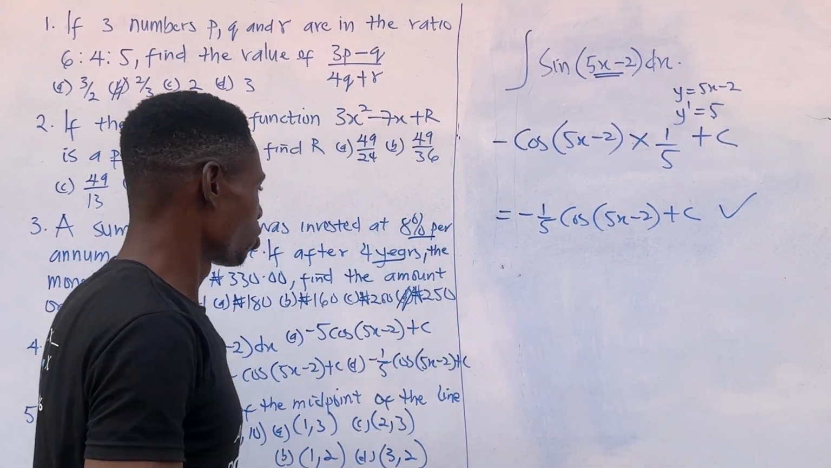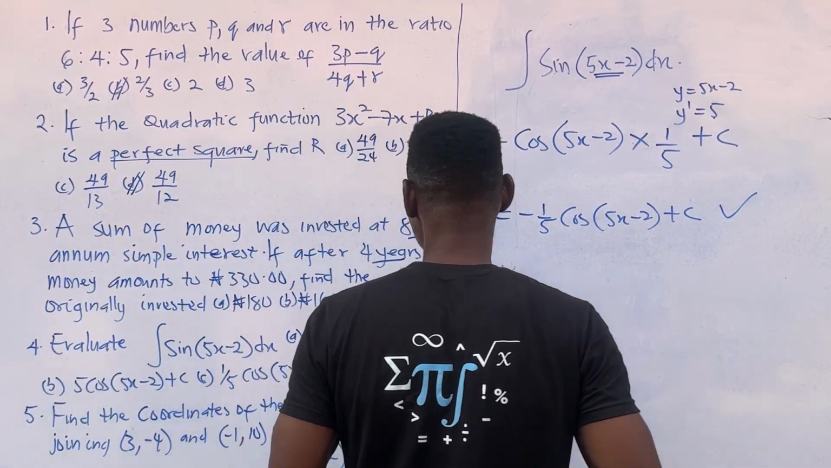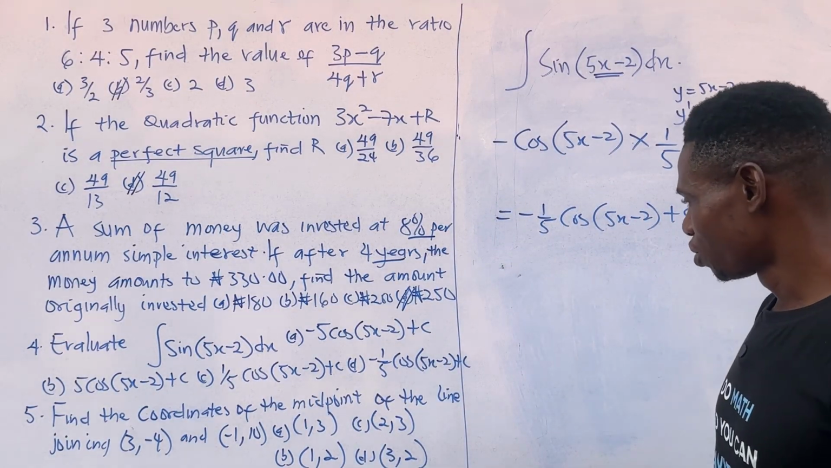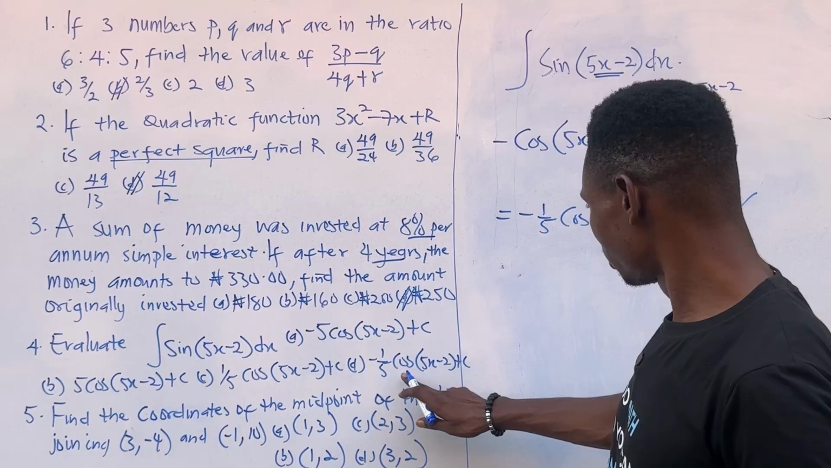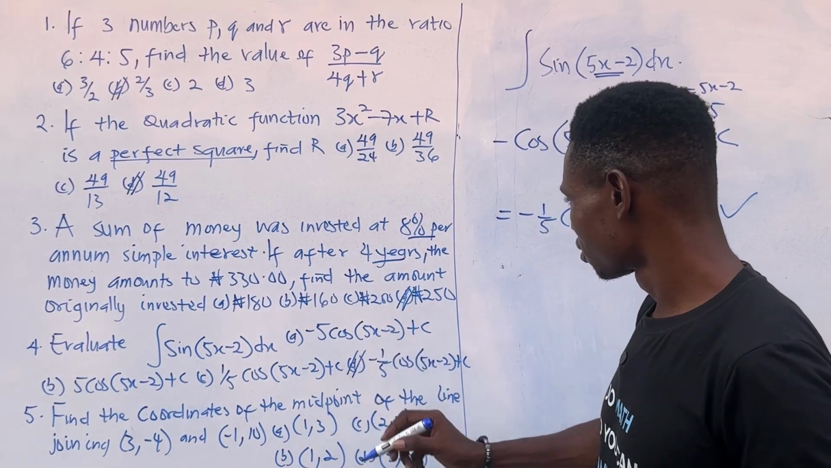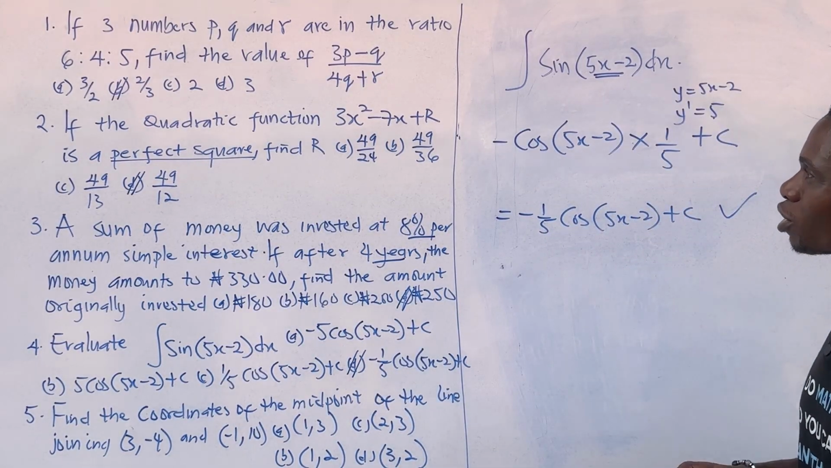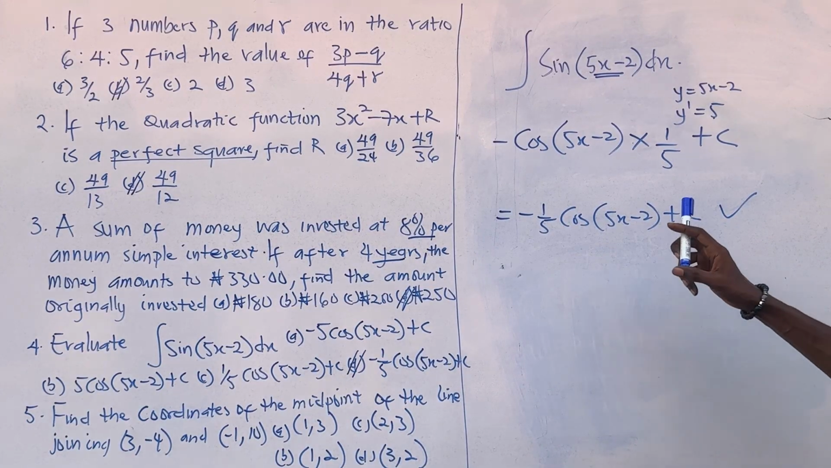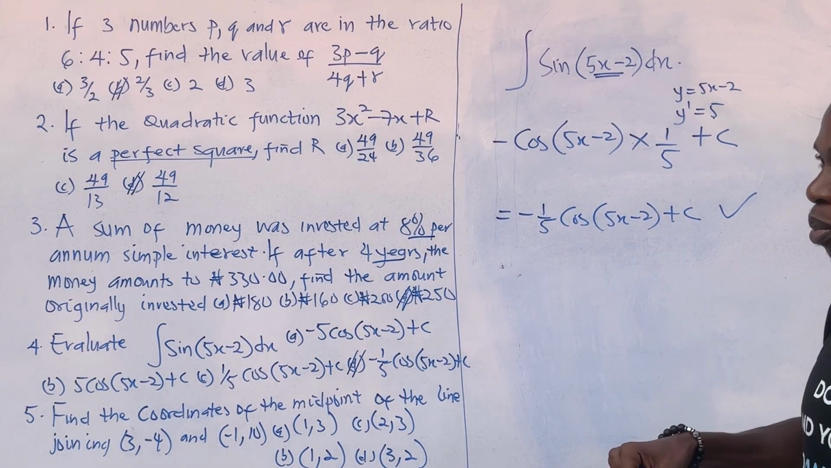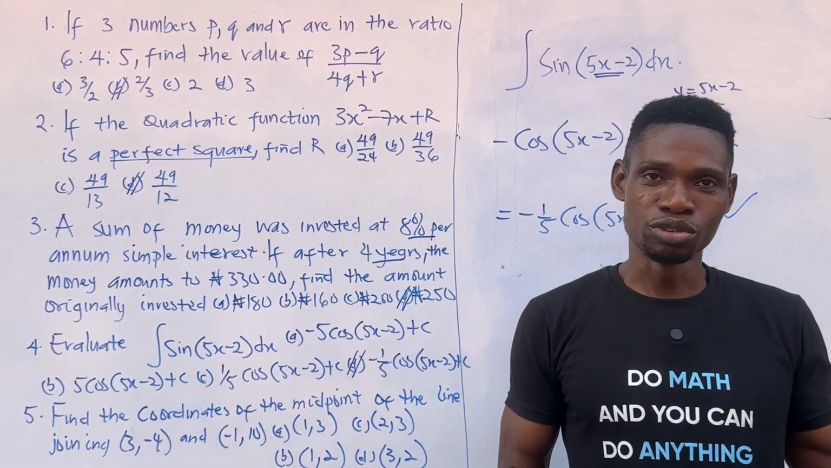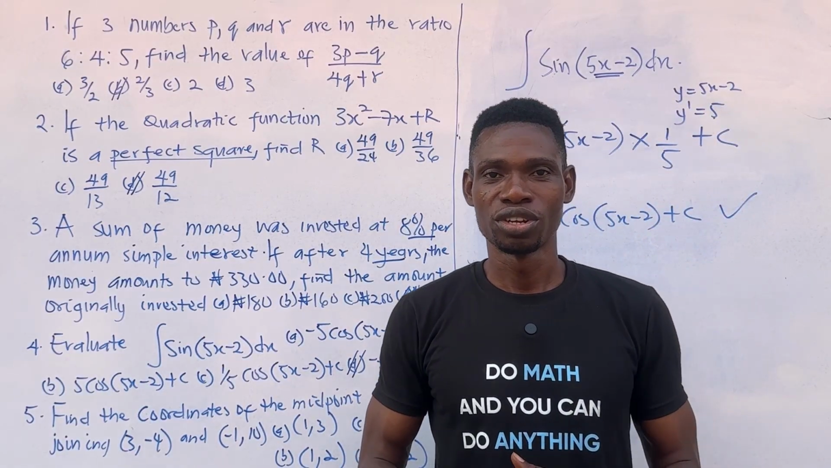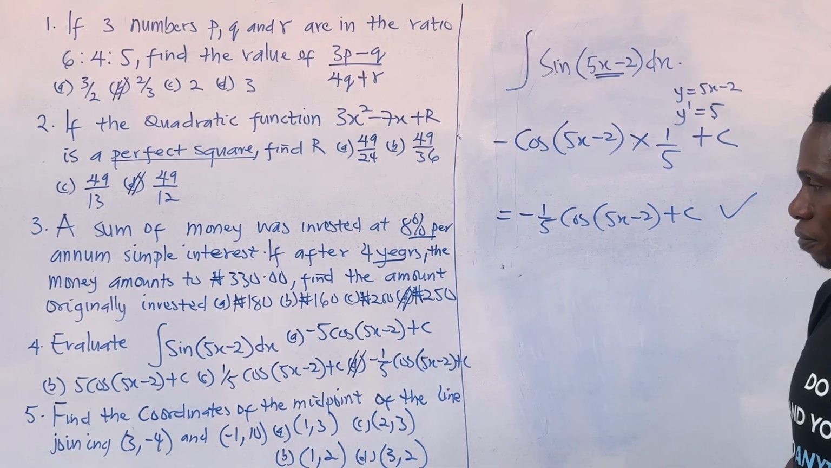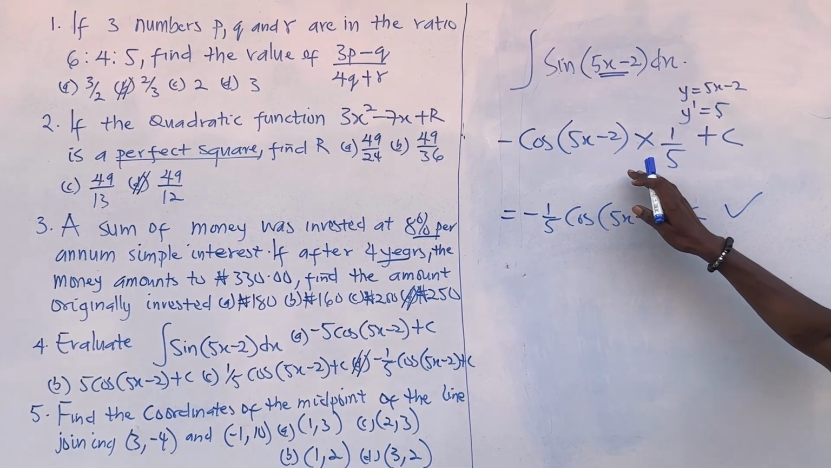Okay, so our correct answer will be option D, right? Yes, option D. Most of our answers are option D today. Now if you don't understand this, you can drop it in the comment section, and I'll refer you to the video that will explain this integration to you. We've explained it earlier. Okay, so that was number 4.